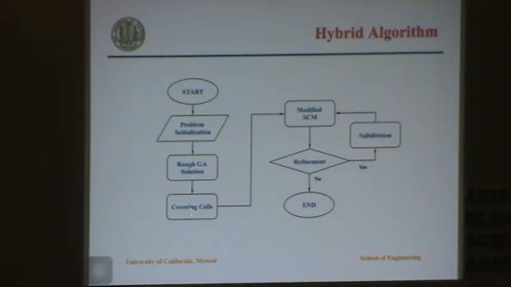This is just geometrical manipulation. Now we implement the simple cell mapping, which we call the modified simple cell mapping. It's very different from traditional dynamic analysis, so it's modified. We implement that with local recovery search, then we ask the question, is the accuracy good enough? If we want to do the refinement, if yes, then you do the subdivision, otherwise you stop. So that essentially is the algorithm we have.